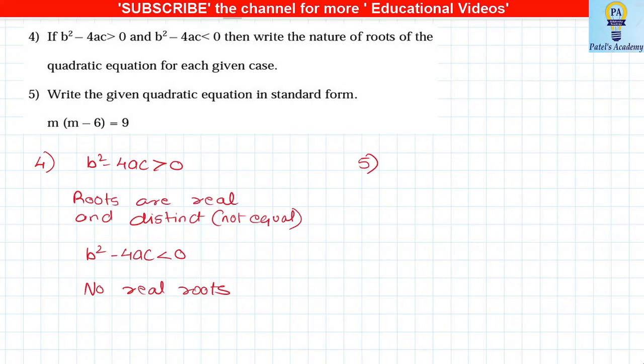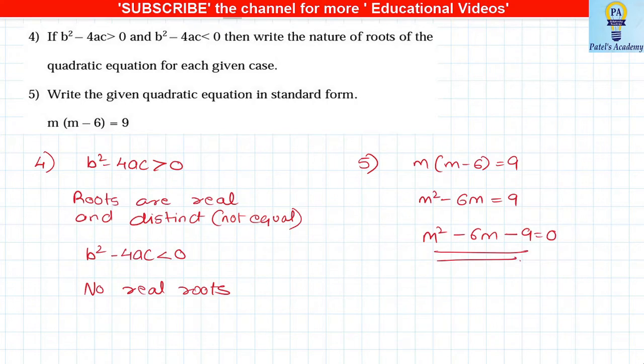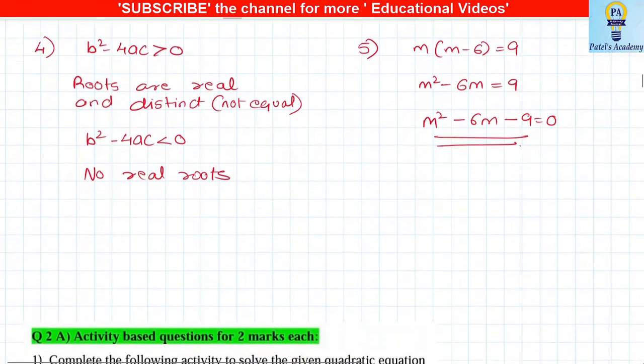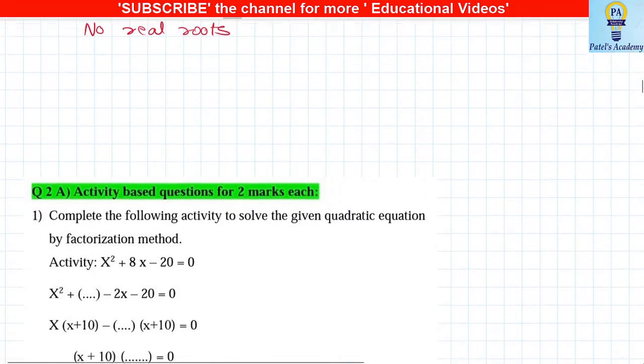Okay, let's see the fifth one. You have to write down the equation in the standard form. So first let us just open the bracket. So what we get is m square minus 6m equal to 9. After shifting 9 on the left hand side, I get m square minus 6m minus 9 equal to 0. This is what we write in its standard form. Okay, so we finished with question number 1.